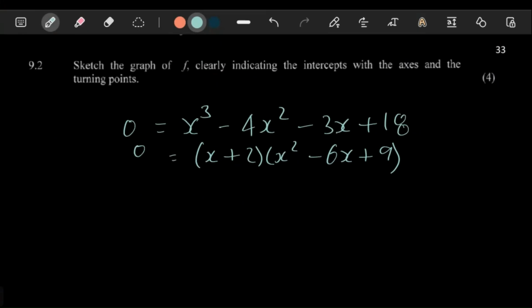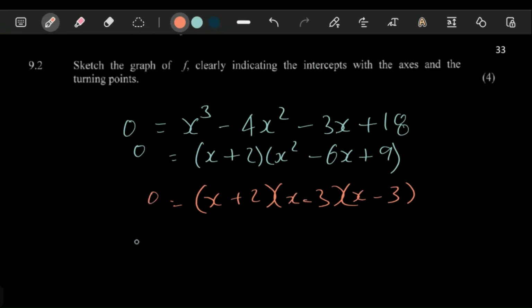Let's see if this bracket can be factorized. Factors of 9 that give us 6: it's going to be 3 and 3. And then to get a minus 6, you have to say minus 3 minus 3. So this is what we have, right? So technically, x is equal to minus 2 or x is equal to positive 3. That's what we have, right?